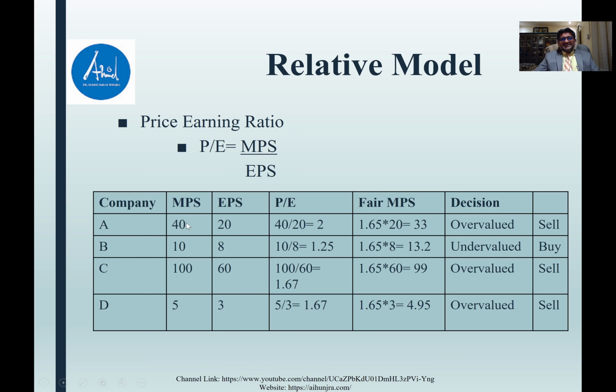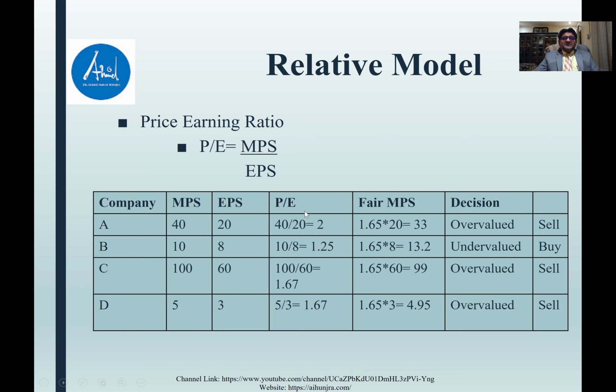Obviously they have the market price and the earning per share. So the market price of company A is 40 and earning per share is 20. Then company B, MPS is 10 and EPS is 8. Company C, market price per share is 100 and earning per share is 60. And company D has 5 as market price and 3 as EPS.